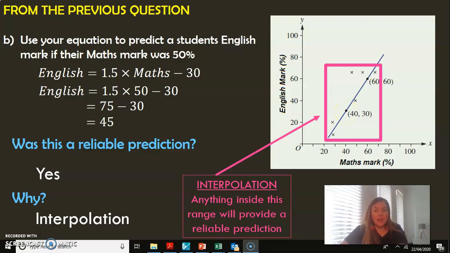If I was asked to find the English mark if my maths result was 100, you can see 100 is over here. I don't have any data in this area that supports the answer, and so that would not be a reliable prediction. We still make the prediction, but it's not going to be terribly reliable. We call that extrapolation.